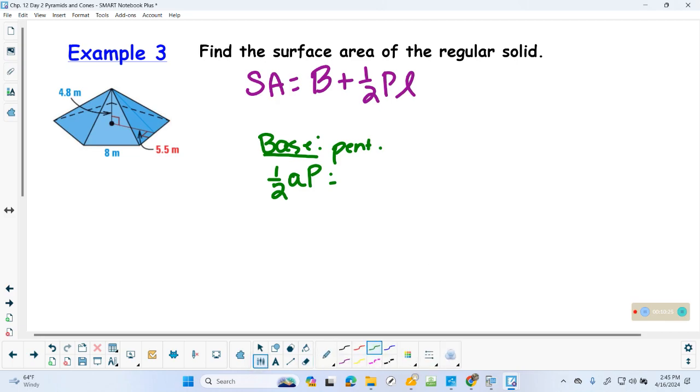All right, let's see if they were nice or mean to us here. Take a look at the picture. Do you know the apothem? Do you know from the center to the middle of a side? Yep, right there, 5.5. Thank you, picture.